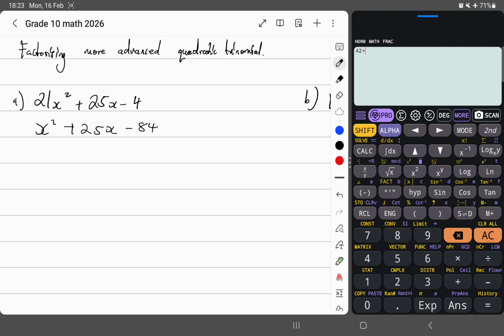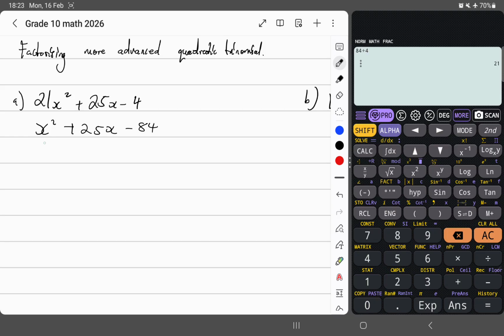42 times 2, that is 84. Okay. 84 divided by 12, that is a 7. 84 divided by 15, 16, 17, 18, 19, 9, 8, 7, 6, 5, 4. Can you see? It's a 4. A 4 and a 21. Can you see? It's a 4 and a 21.